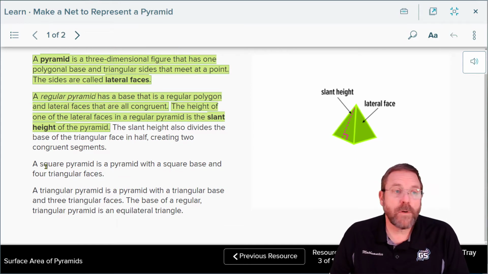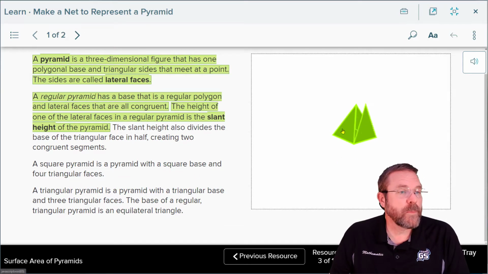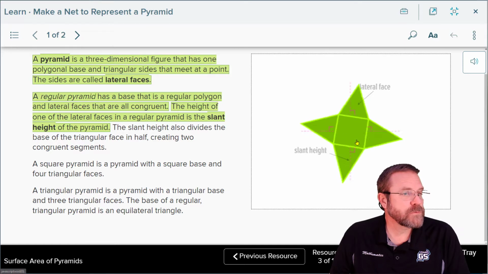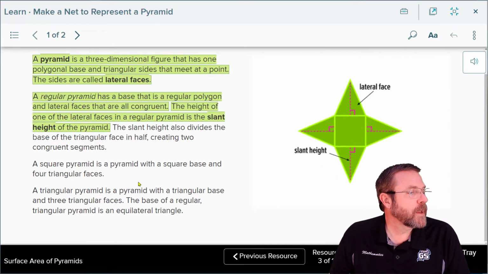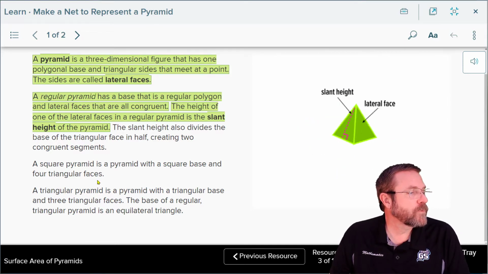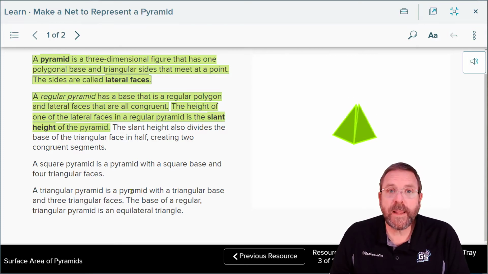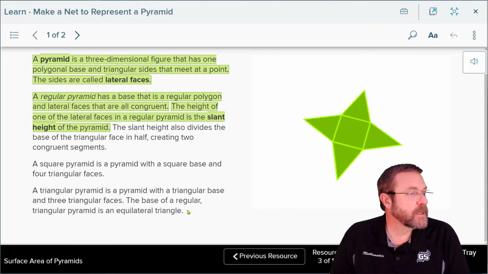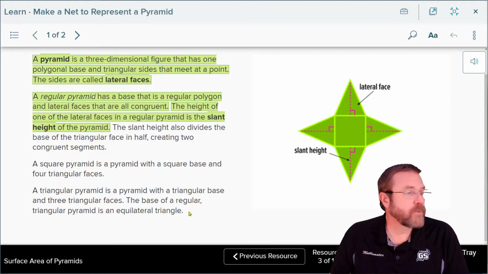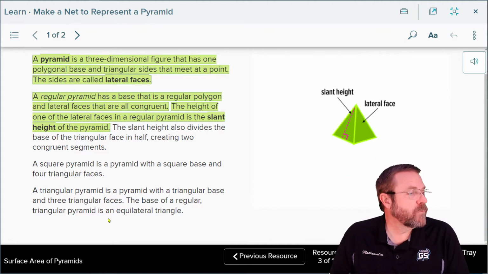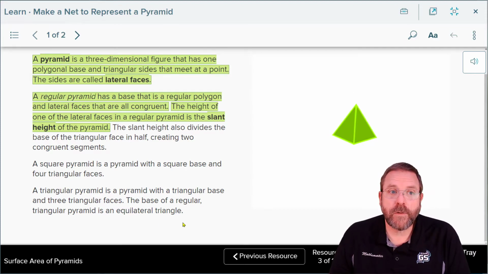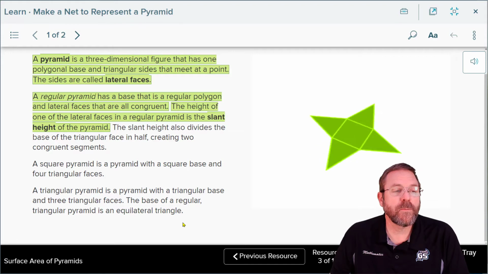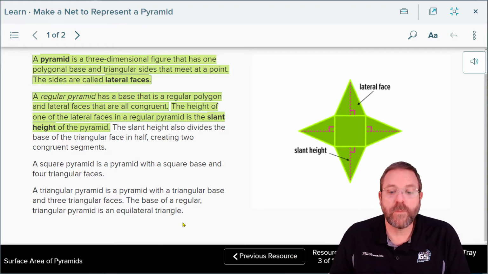A square pyramid is a pyramid with a square base, as you can see in the illustration right here, and four triangular faces. The triangular pyramid is a pyramid with a triangular base instead of a square base, and three triangular faces. The base of a regular triangular pyramid is going to be an equilateral triangle as well, meaning all sides will be equal or will be congruent.